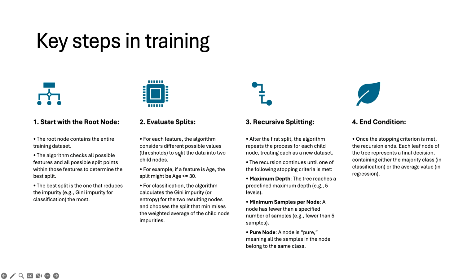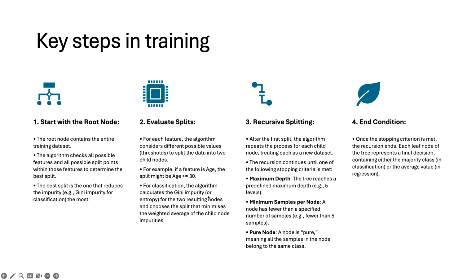Then each time we evaluate the performance of the algorithm. So we might define a threshold. Threshold is the condition. For example, if the diameter is less than 7 centimeters, this is a decision threshold.